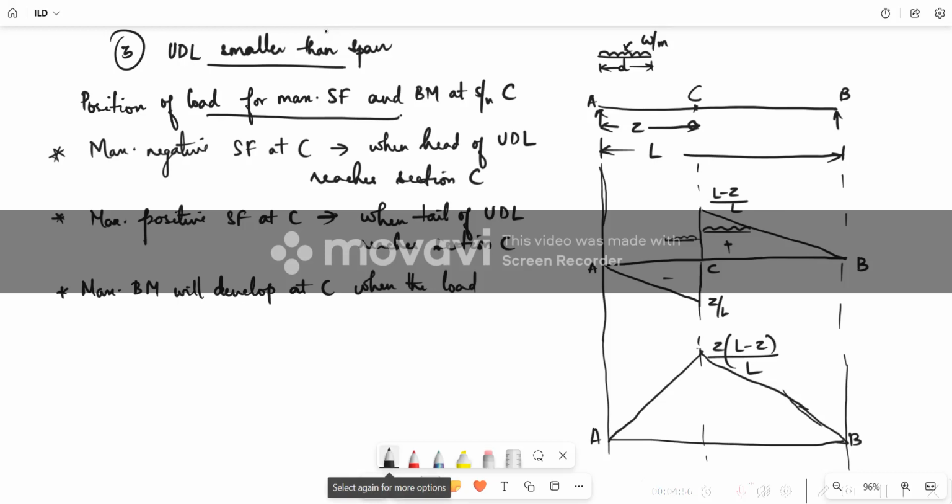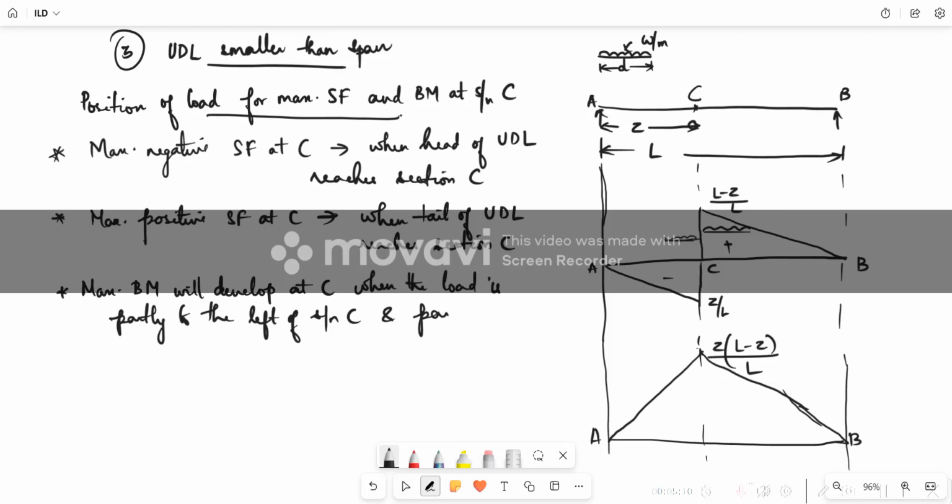So maximum bending moment will develop at C when the load is partly to the left of section C and partly to the right.